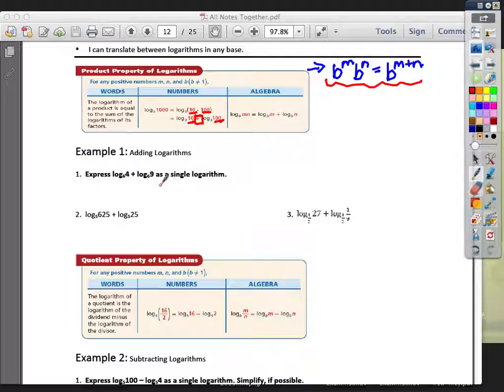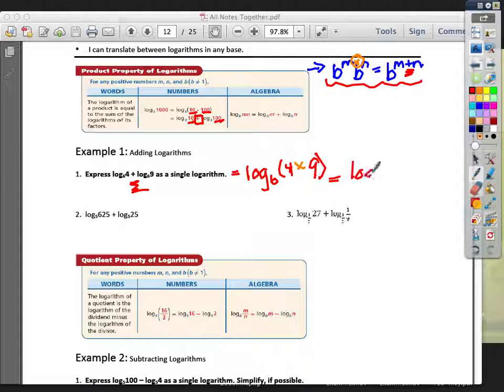Sometimes it's better to put logs together, other times it's better to break them apart. In this first case, we're going to take a look at putting them together. Express log base 6 of 4 plus log base 6 of 9 as a single logarithm. What that would mean then is you can write log base 6 of 4, and then since it's addition, that translates into multiplication, times a given value of 9.